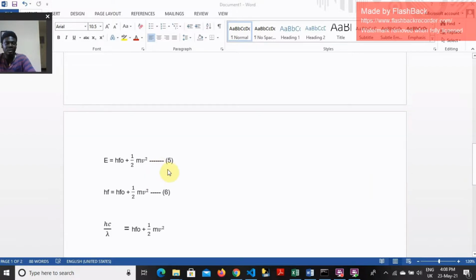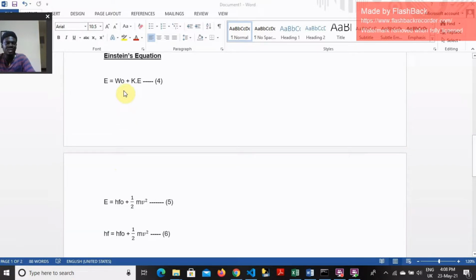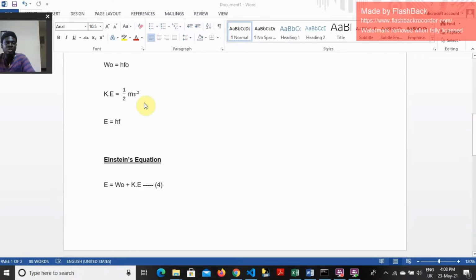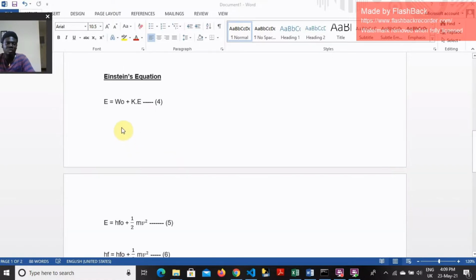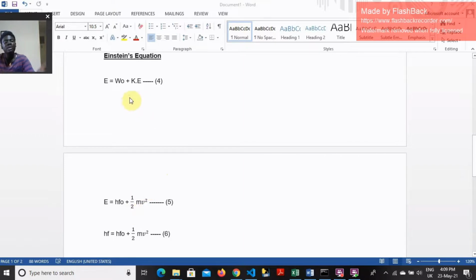If you move down, you can see in equation 5 that energy here is equal to HFO plus 1 over 2 mv squared. Now if you move up, we can see that here energy is equal to work function plus kinetic energy. And if we also check the top, we know that work function is equal to Planck's constant and threshold frequency. And we also know that kinetic energy is equal to 1 over 2 mv squared, half mass times velocity squared. Since we know what work function and kinetic energy are, we simply input it into this equation and say energy is equal to Planck's constant and frequency plus 1 over 2 mv squared. Now this formula is also equal to this.